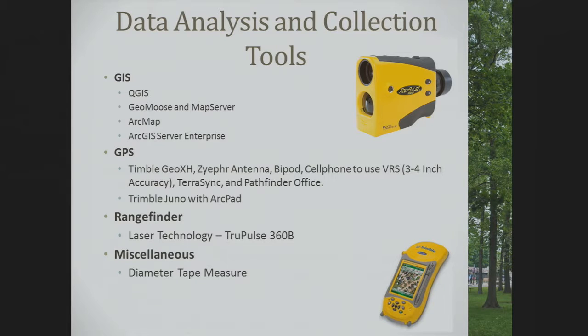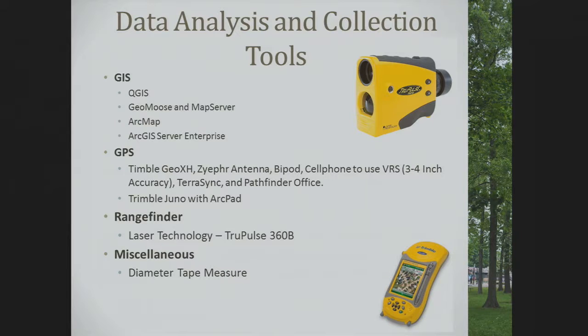For the GPS, we use a Trimble Geo XH with a Zephyr antenna, on a bipod, with a cell phone and a VRS, a virtual reference station, to give us down to 3 to 4 inch accuracy. So it's a great tool to use. We've used it quite a bit for our utilities, and we're using it for our forestry. And then also a Juno and ArcPad. So we're kind of old school yet. We don't have a collector or anything like that. We use ArcPad heavily in our organization. We have, I think, about 3 or 4 licenses, and they're all being used, as a matter of fact, today too.